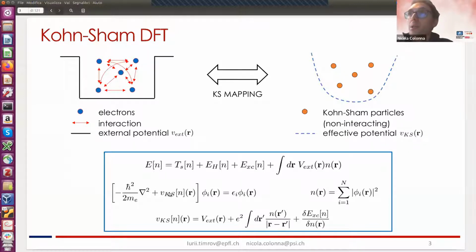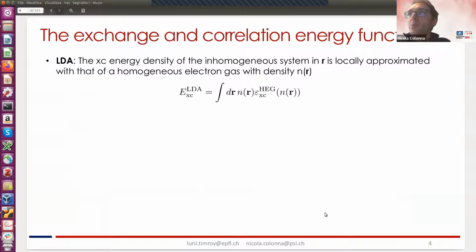From a computational point of view, this is much easier than solving the many-body Schrödinger equation, but you have to pay the price that you don't know how the mapping is performed. You know that this mapping exists, but you don't know the exact expression for the exchange and correlation energy functional. This is what we typically need to approximate, because it also enters in the definition of the effective potential through this derivative.